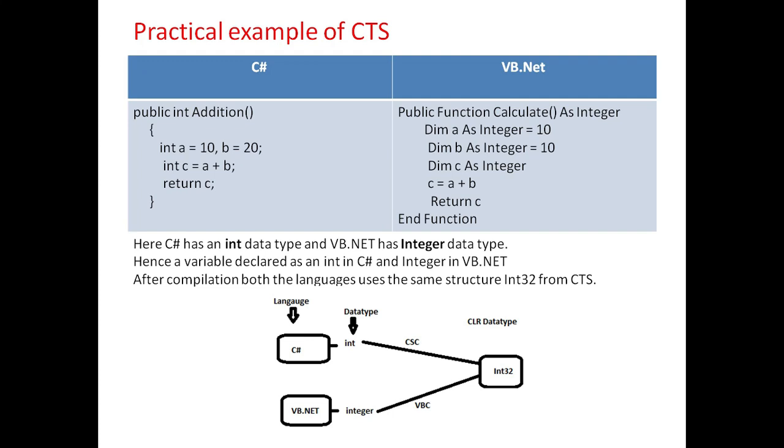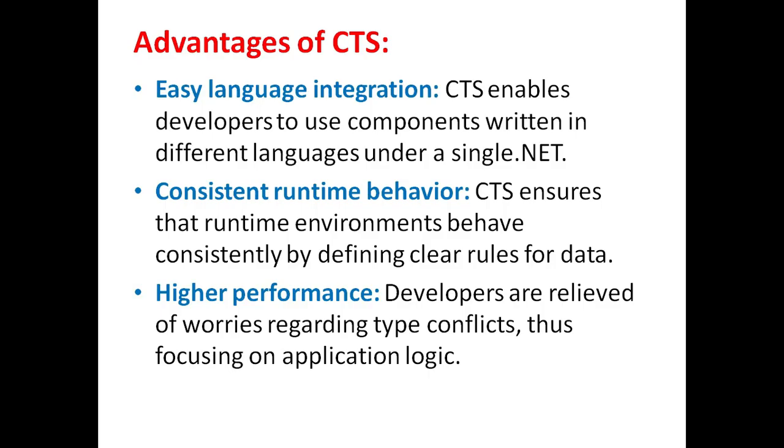Here C# has int data type and VB.NET has integer data type. Hence a variable declared as int in C# and integer in VB.NET is same. After compilation, both the languages use the same structure Int32 from CTS. That is, the code written in C# uses C# compiler and VB.NET uses VB.NET compiler and convert the data type to Int32.